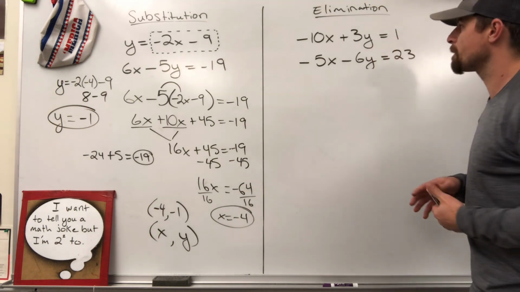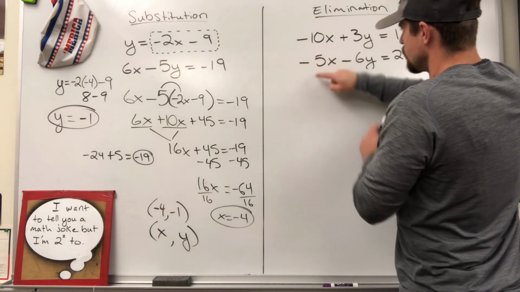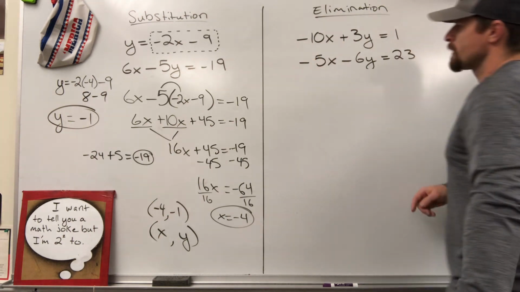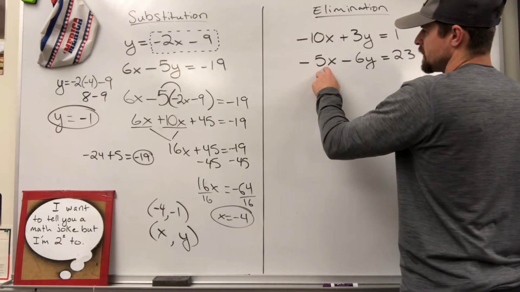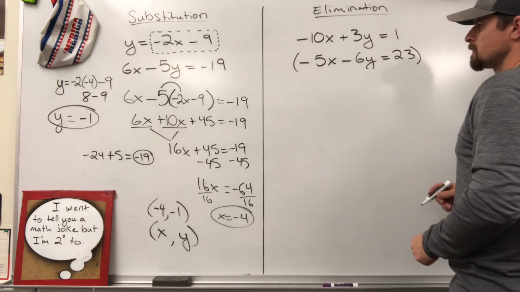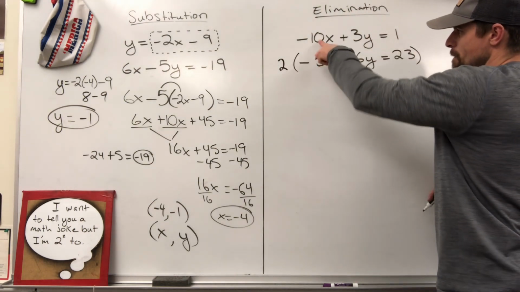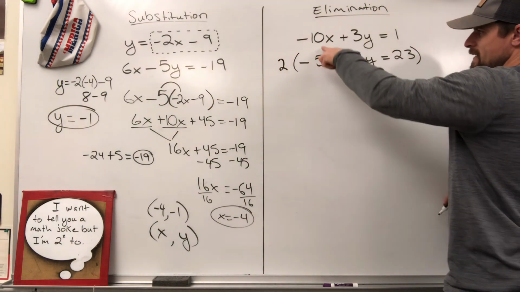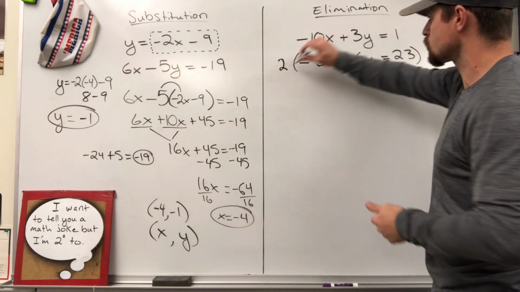The way we do that is we try and match these parts up. So I want to make a 10 and a 10, or a 3 and a 3, or a 6 and a 6, or a 5 and a 5. Okay? Well, I'm looking right here at this. This part is definitely standing out to me. I could just take this entire equation, multiply it by 2, and what that's going to give me is a match here. Because 2 times negative 5 is going to give me negative 10. So all I'm doing is distributing 2 to each one of those terms.